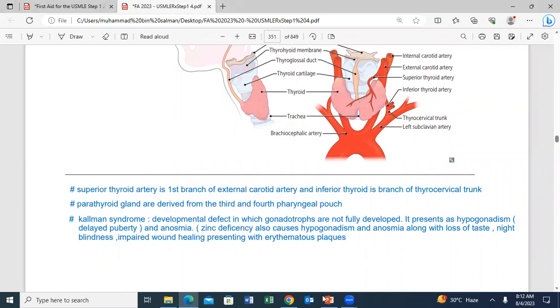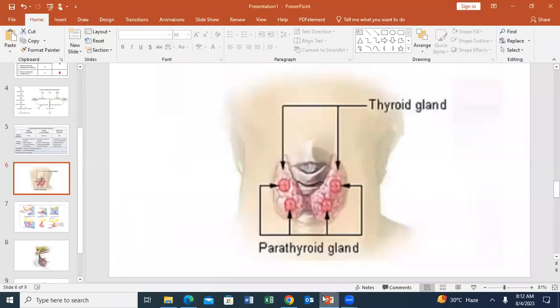Let me show you a picture of the parathyroid gland. There are four parathyroid glands located posteriorly near the thyroid, and you can see there are two superior parathyroid glands and two inferior parathyroid glands. Now, a very interesting point is that the superior parathyroid glands are derived from the fourth pharyngeal pouch, and the inferior parathyroid glands are derived from the third pharyngeal pouch.